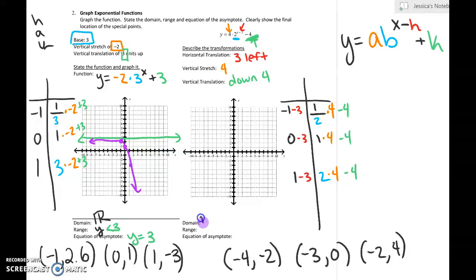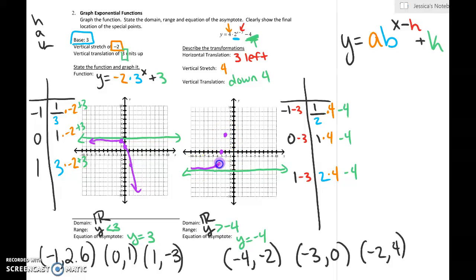Again, before I graph it, domain is always all real numbers. Your range has to do with your k. K in this case was -4. All of these numbers are greater than -4. And that means y equals -4. So once again, I'm going to go ahead and graph that line and not cross it with my 3 points. So -4, -2, -3, 0, and -2, 4.